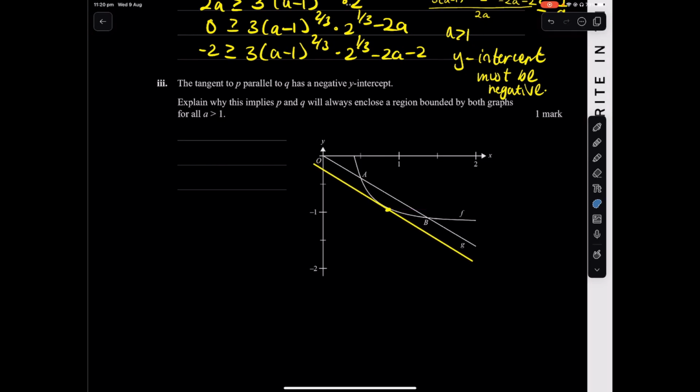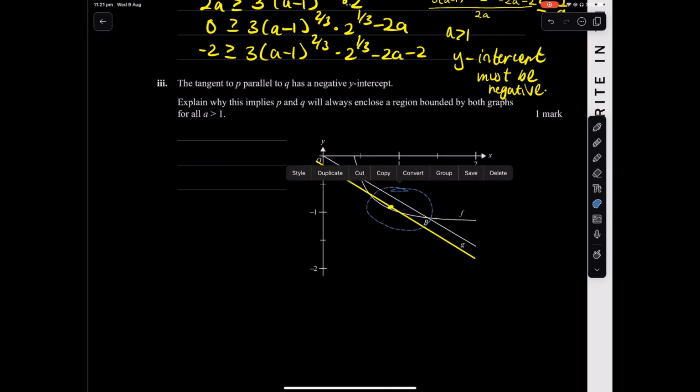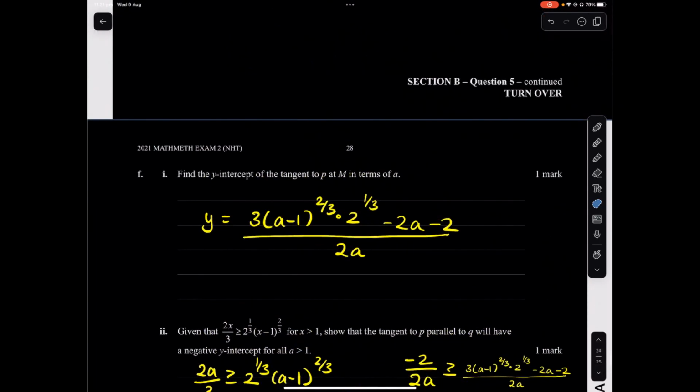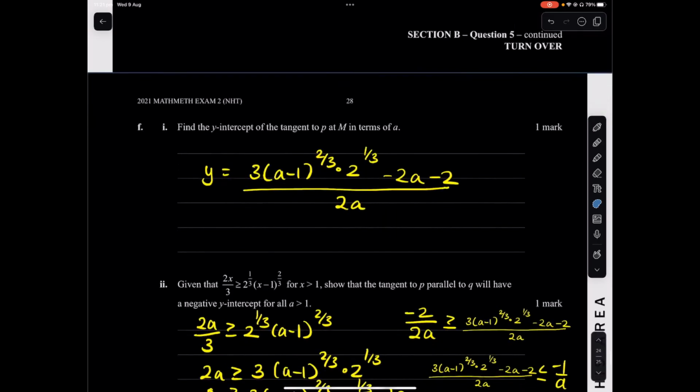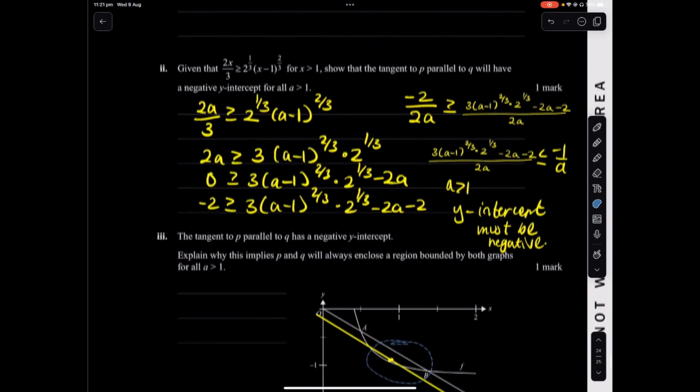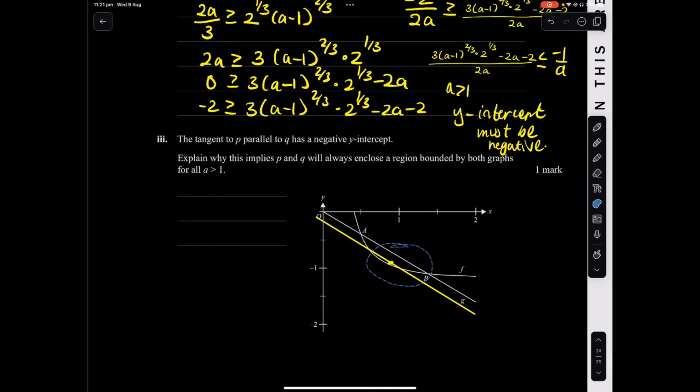Explain why this implies that P and Q will always enclose a region bounded by both graphs for all A greater than 1. So we know that here, the A must be negative. I'm looking at the graph, yes, and for it to actually be enclosed, it must be a negative y-intercept.